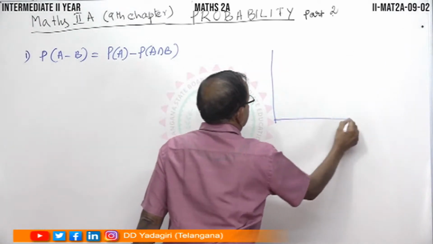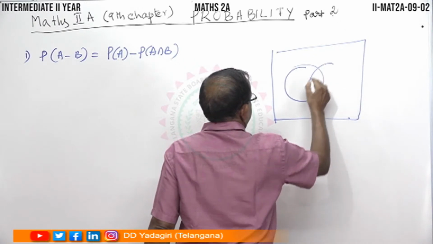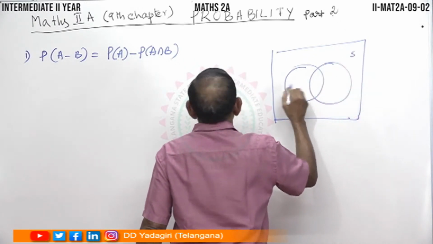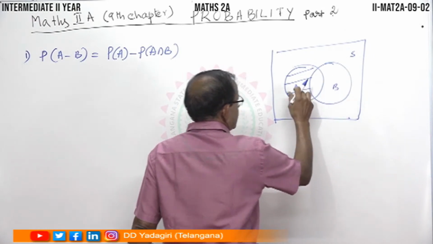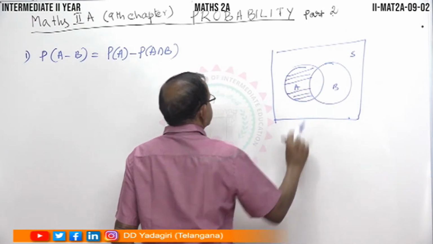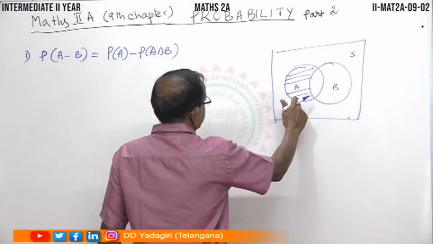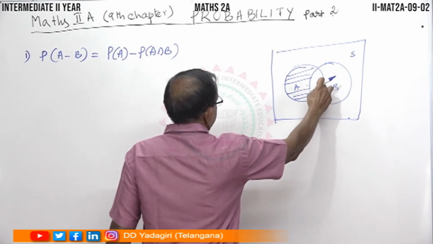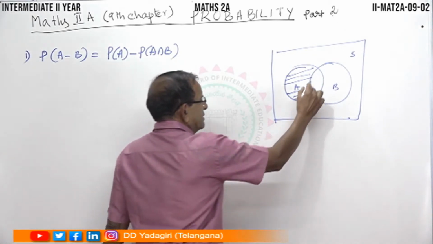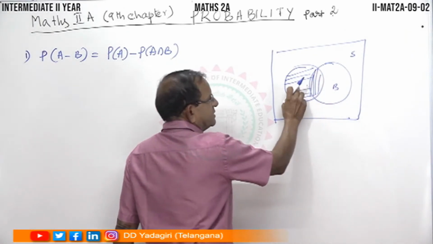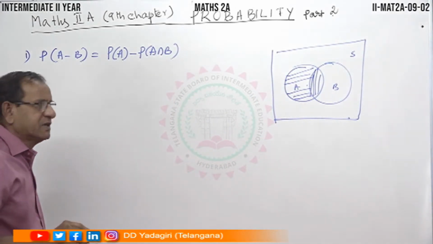Actually, this is A and this is B. This part is called A minus B. The shaded part is A minus B. But we have taken it as P of A minus P of A intersection B. This part we are removing, the common part. From A, we are removing the common part. So it is equal to P of A minus B.